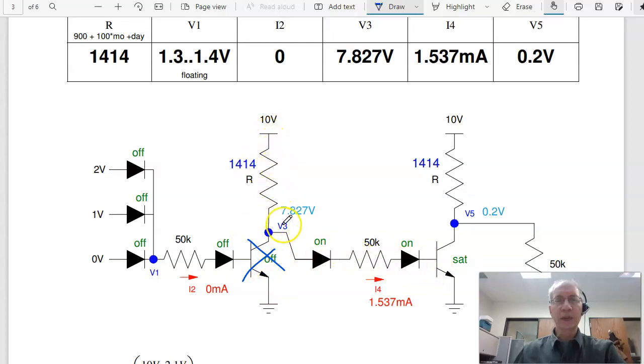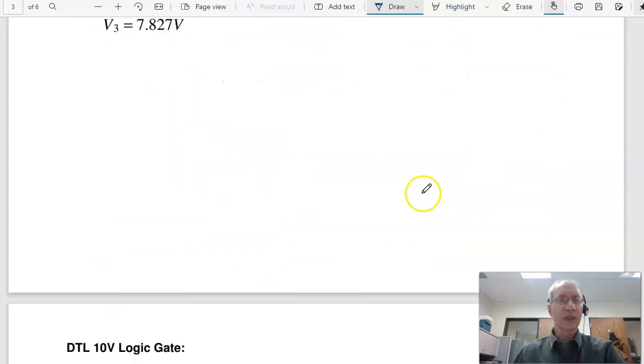The current is 10 volts minus 1, 2, 3 diode drops. 10 minus 2.1 over 50K plus 1414 gives you 1.537 milliamps. To find V3, I can back into it. 10 minus I times R makes this 7.82 volts. And this transistor saturated, I've got 1.5 milliamps flowing. That allows 153 milliamps to flow. I'm only trying to push 10-ish, so beta IB is more than IC. This saturates. That's problem 3.